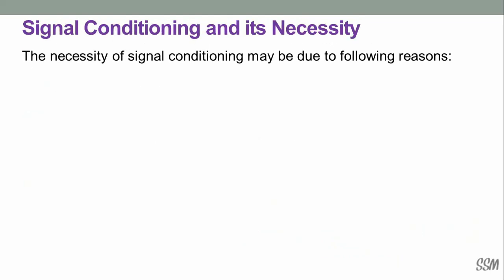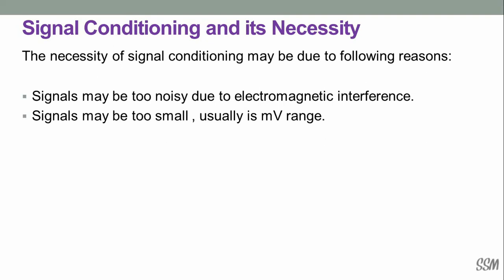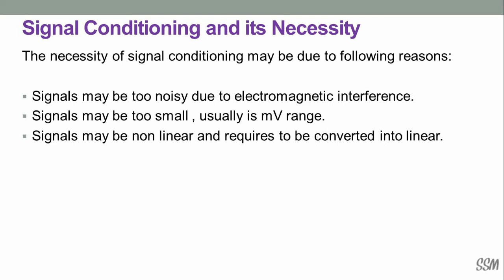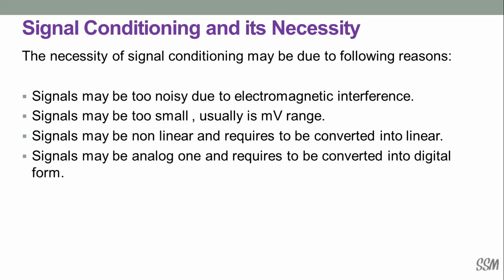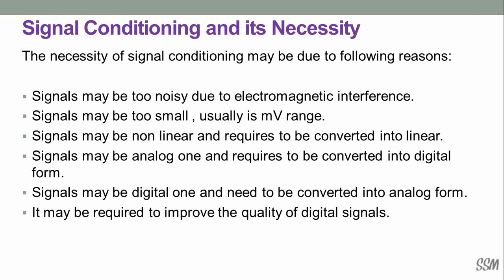Next, we'll discuss signal conditioning and its necessity. The necessity of signal conditioning may be due to the following reasons. Signals may be too noisy due to electromagnetic interference. Signals may be too small, usually in the millivolt range. Signals may be non-linear and require to be converted into linear. Signals may be analog and require to be converted into digital form. Signals may be digital and need to be converted into analog form. It may be required to improve the quality of digital signals. So due to these reasons, it is necessary that the signal be conditioned.